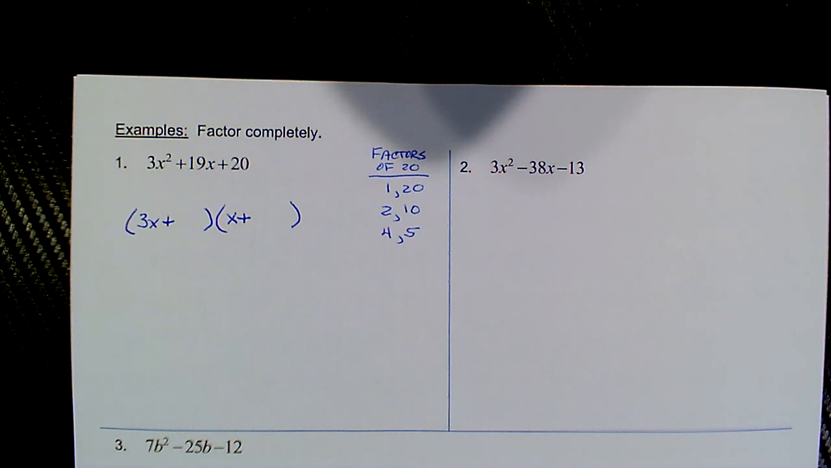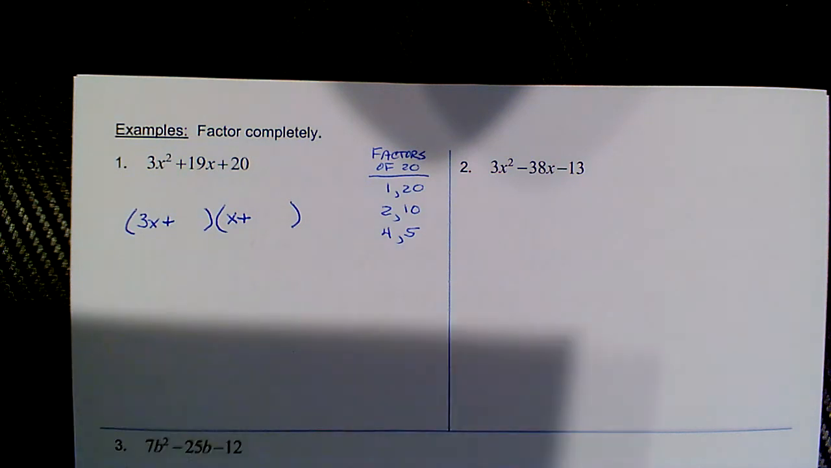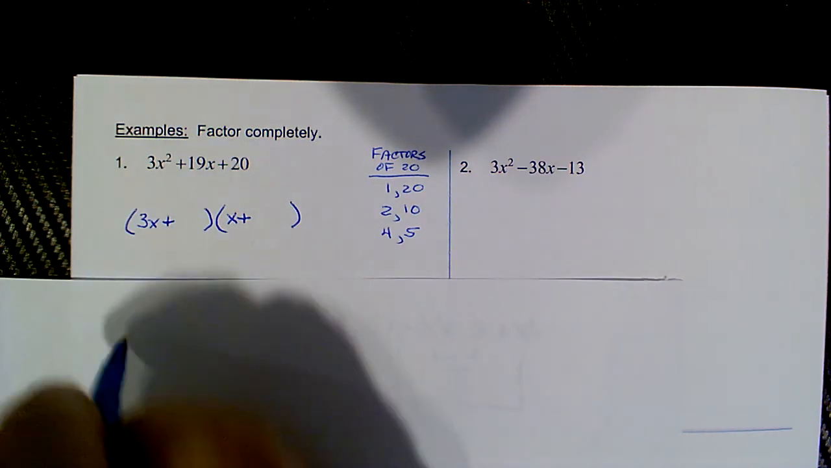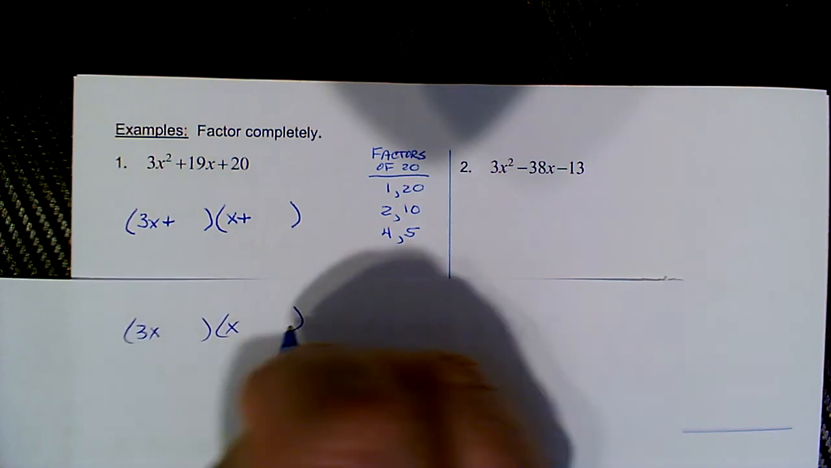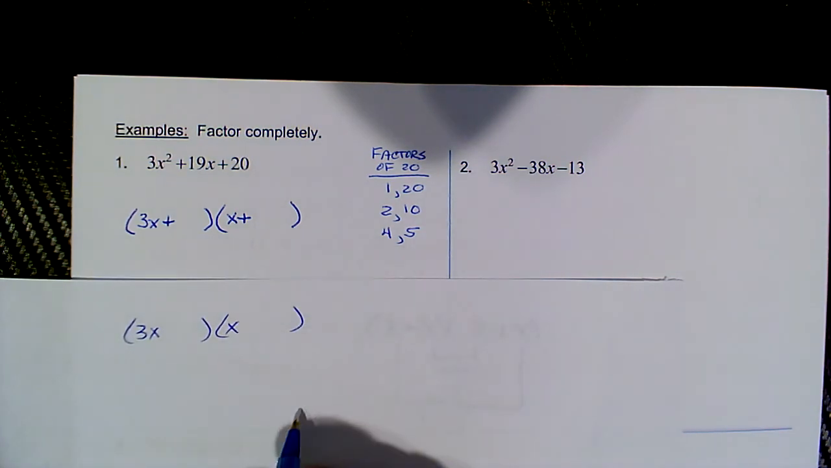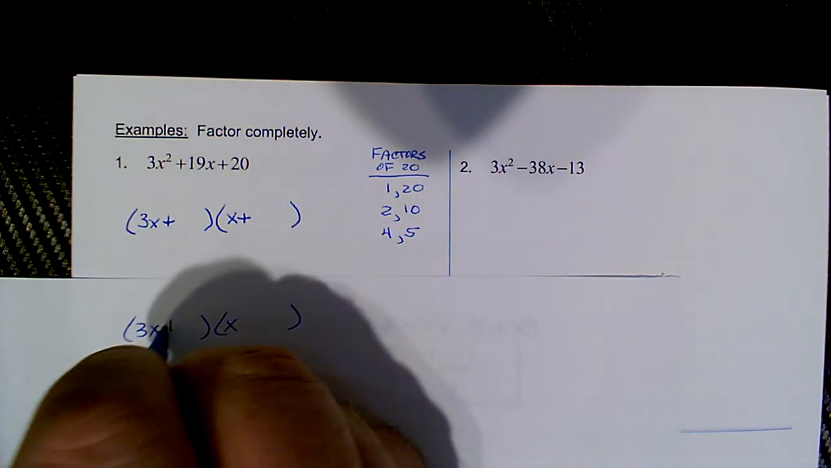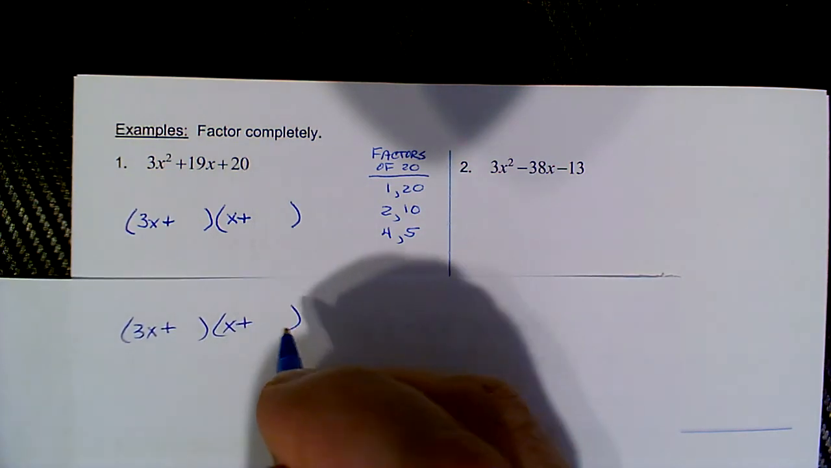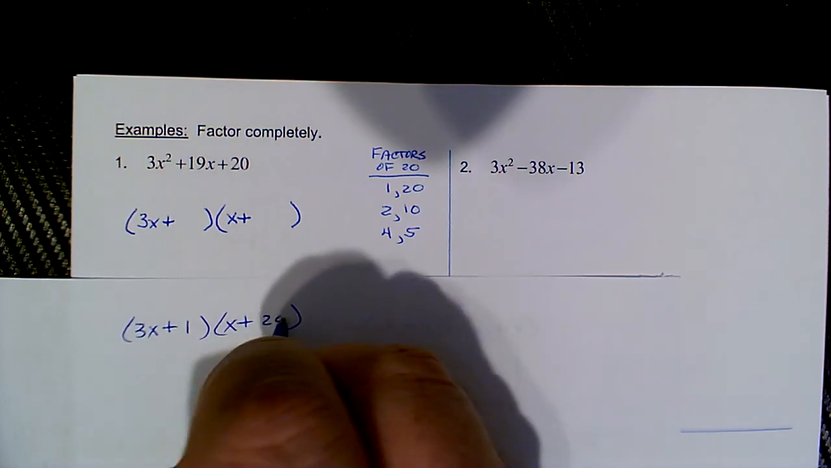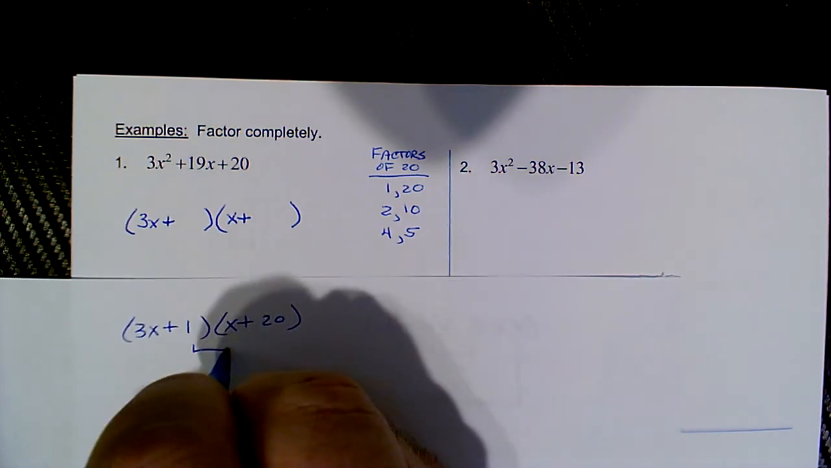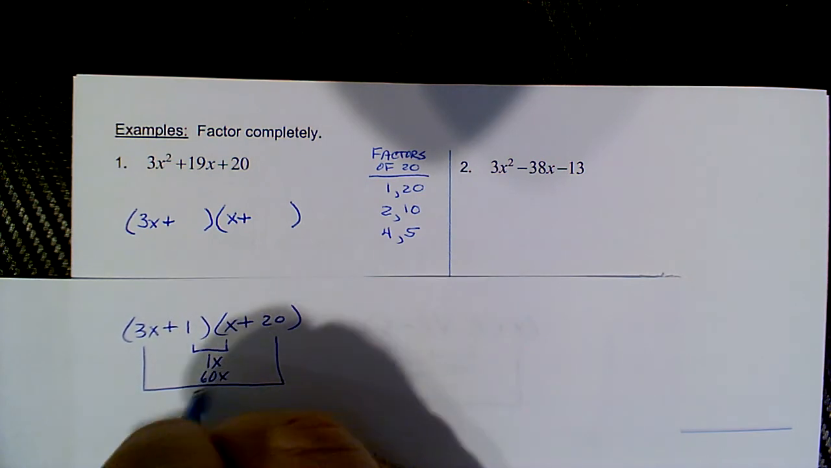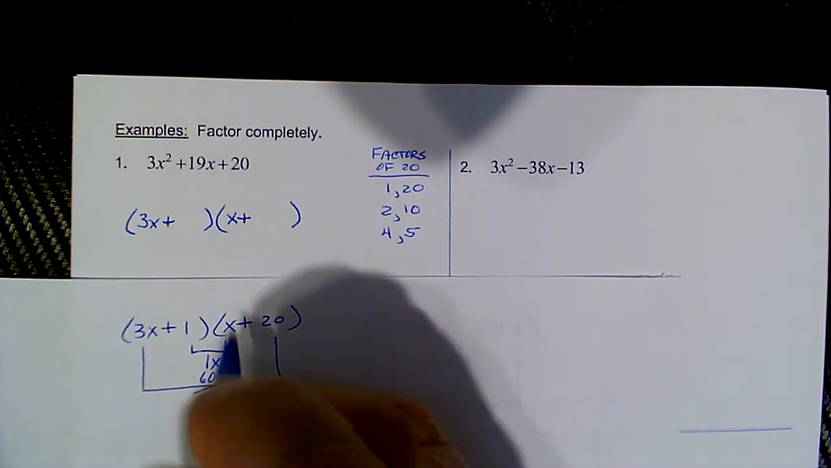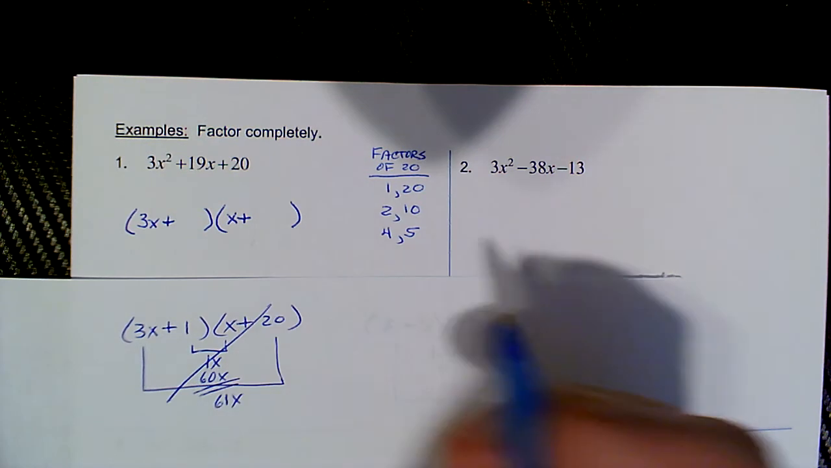Now, when you consider trial and error, let me get some scrap paper here. If I did the 3x and the x, I'm going to do all the wrong ones first, and then we'll finally get the right one. But just to show you the idea, I know these both must be positive, so we've got a 1 and a 20 as a possibility. Well, the inners would give 1x, the outers 60x, that gives us 61x. We're looking for 19x, so that's no good.